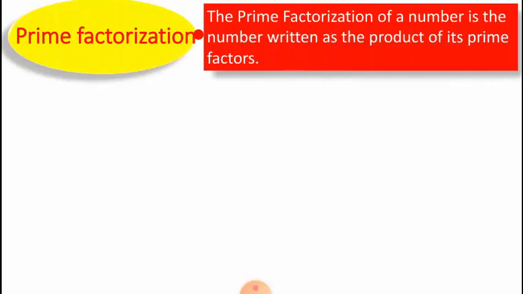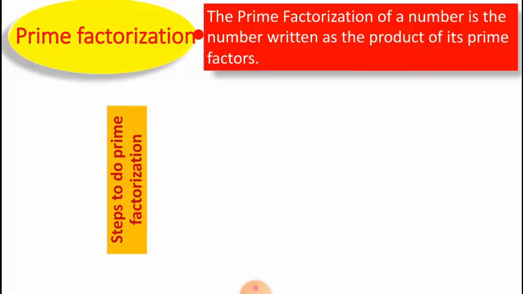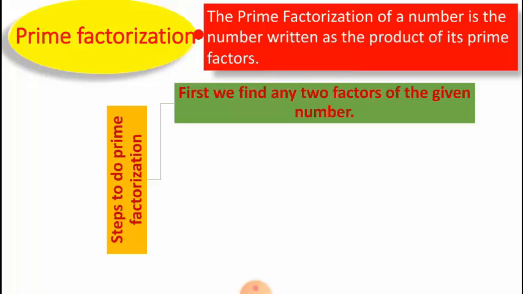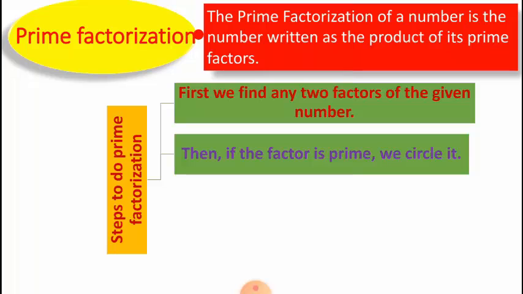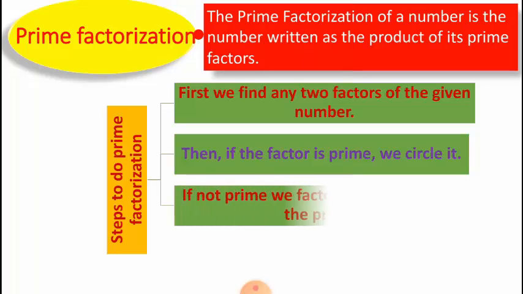So children, prime factorization for any given number is that number expressed as the product of its prime factors. Here comes the algorithm which we will follow to determine the prime factorization for any given number. The first step says that we need to find any two factors for the given number. Then in the factors, if we see a prime number, we need to circle that prime number.